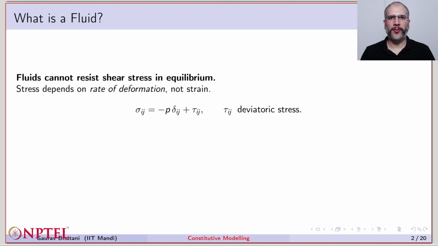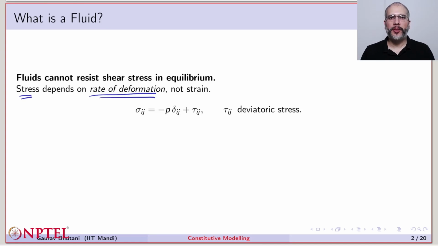So let us answer a question first as to what a fluid is. A fluid is a material which cannot resist shear stress in equilibrium. So if you apply a shear or a shear stress to a fluid, it definitely will flow. It may resist it, but it will still flow. It cannot stay in equilibrium under a shear stress. And in comparison to our elastic type of solid models, in a fluid, the stress depends on a rate of deformation, not strain. Rate of deformation is the same as rate of strain.